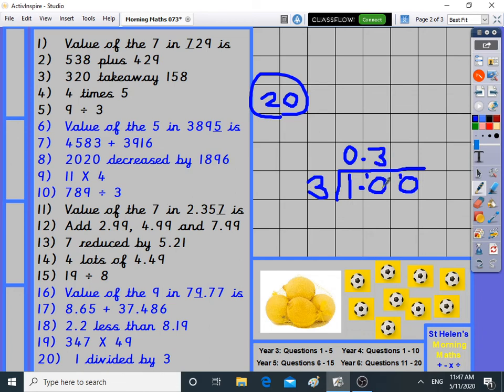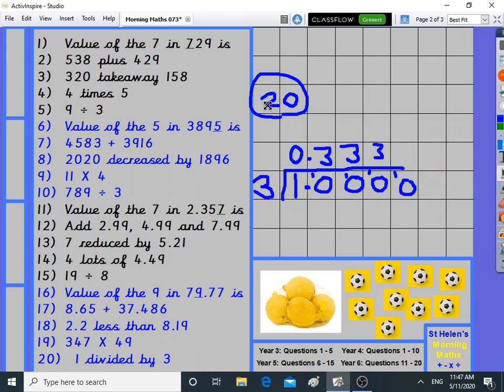Carry the 1. How many 3's in 10? 3, 6, 9 is 3. Carry the 1. I'll need another 0. How many 3's in 10? 3, 6, 9 is 3. Carry the 1. How many 3's in 10? You can keep placing zeros as long as you want to make this work. Or you might know what's going to happen, some of you.